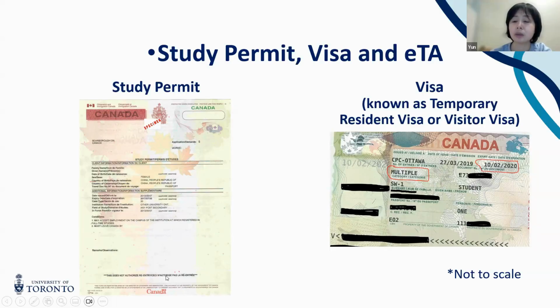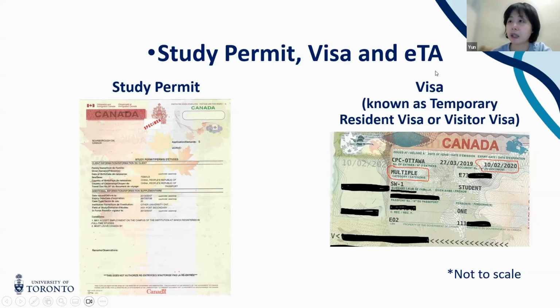Okay, so that's the study permit. Now, on the right side of the screen, you will see an image of a temporary resident visa. I don't have an image of an ETA because it's some kind of a paper document that's not usually available for us. But students who come from visa exempt countries usually hold an ETA, and you should also keep in mind the expiry date of your ETA.